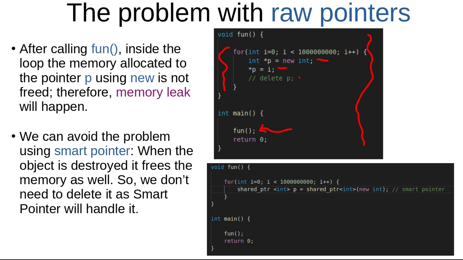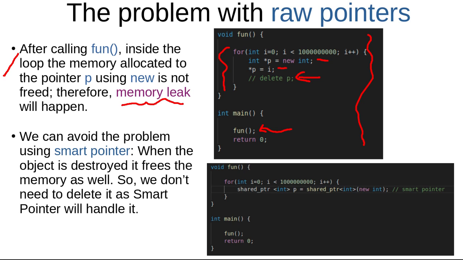And here, if I forget to delete the pointer, there will be a memory leak. So after calling the function inside the loop, the memory allocated to the pointer p using new is not freed. Therefore, a memory leak will happen.